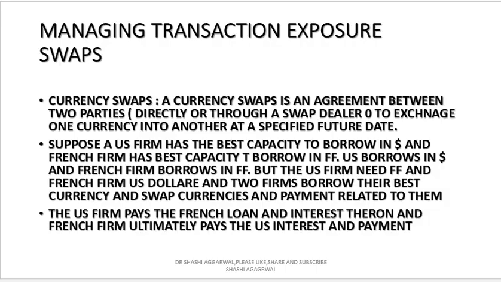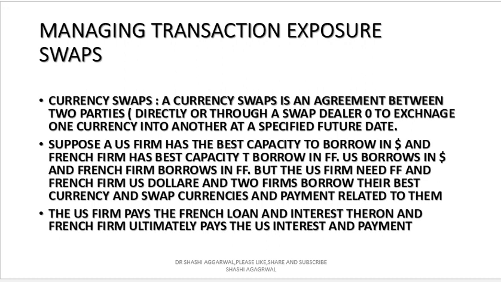Currency swap is an agreement between two parties. It could be direct, or it could be through a swap dealer. Here we want to swap one currency into another at a specified future date. Suppose there are two parties, one is a US firm and the second one is a French firm. The US firm has the best capacity to borrow in US dollars and the French firm has the best capacity to borrow in their own currency. But the US firm needs French currency and the French firm needs the US dollar.